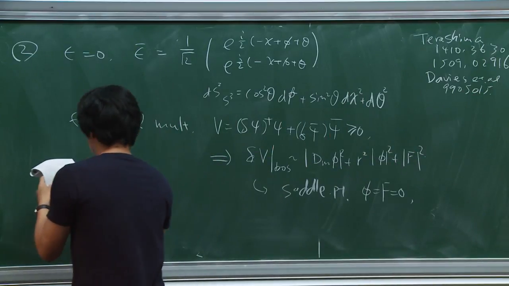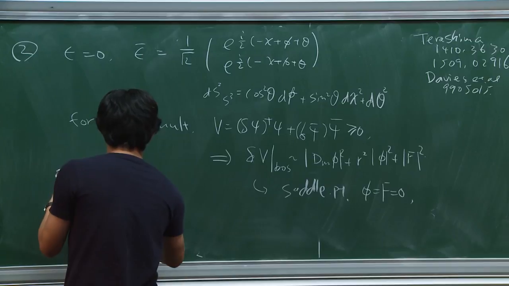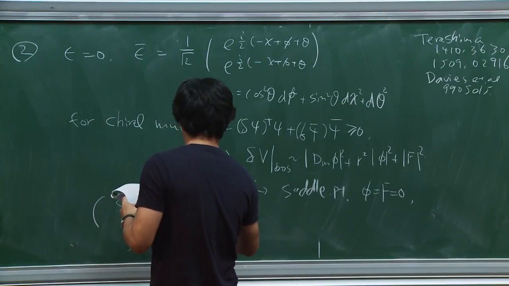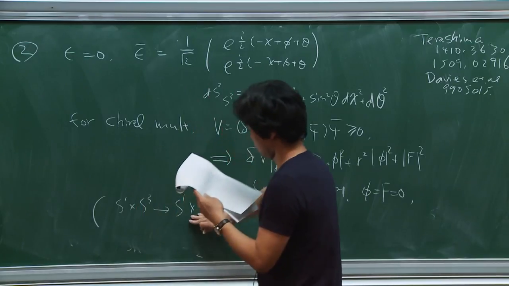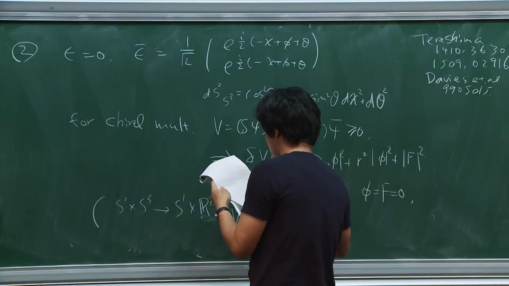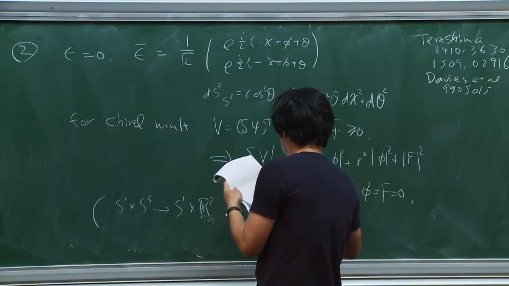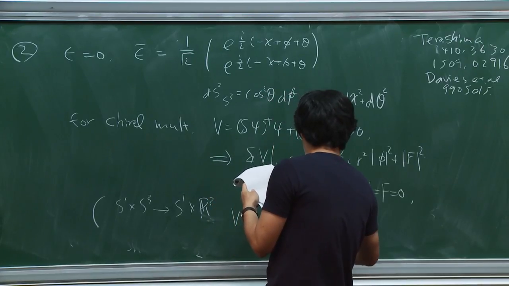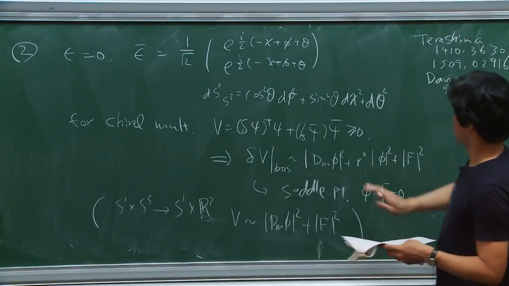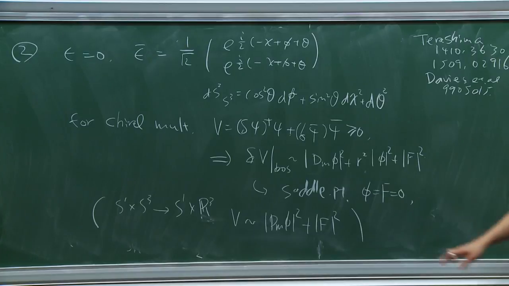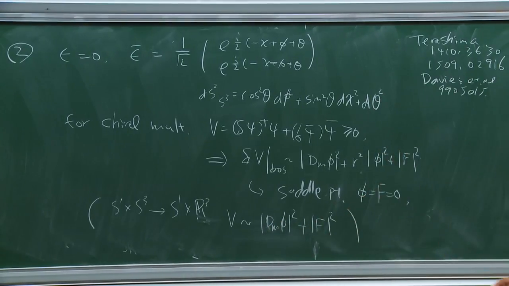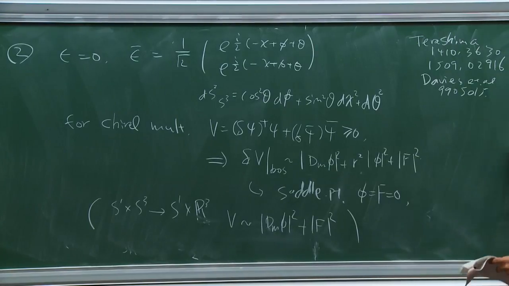But with this choice, for the vector multiplet, the saddle point is an unusual connection. Actually, I will move to S1 cross R3, I mean flat space. In this case, V becomes D_m phi squared plus F squared. So there is no such term here. So actually it is not phi equals 0, but D_m phi equals 0. I mean, phi is required to be covariantly constant.